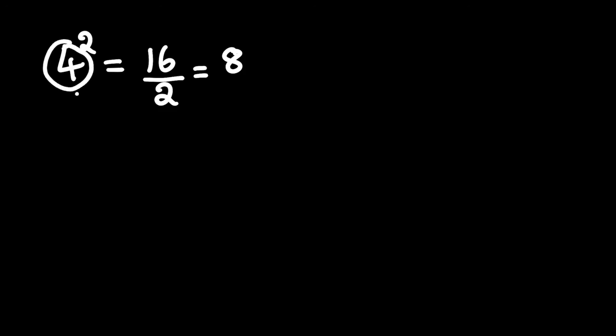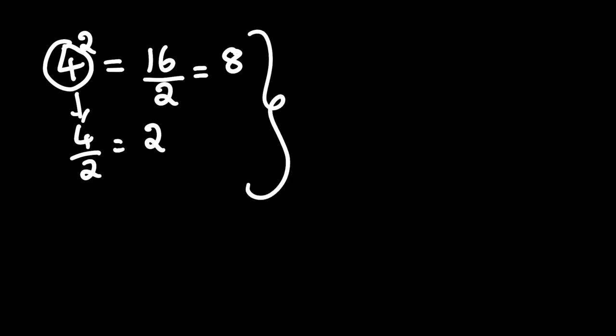Before we get into the method of proving irrational numbers, let us first try to understand a concept. Take, for example, 4 squared. What is 4 squared? It is 16. Is 16 divisible by 2? Yes, it is 8. Now observe. Is 4 also divisible by 2? Yes, which is 2. Okay, let's try another.